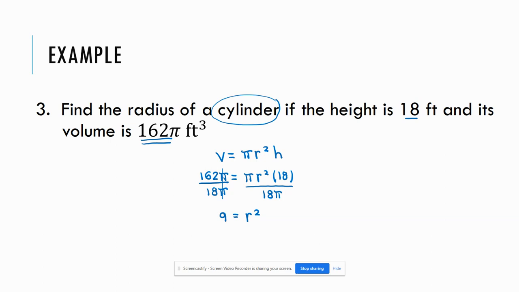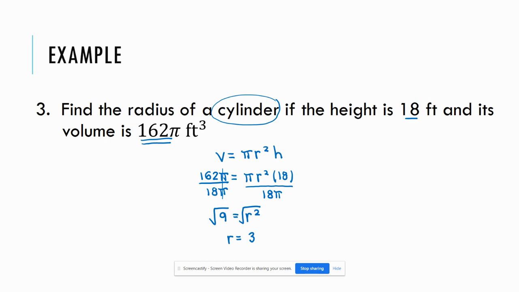So we're still not done because R squared is not the radius. So how do we get rid of a square? We take the square root. So that gets me my radius by itself. Because we're talking about a length to get us our radius, I can't have both a positive and negative. So I just want the positive. Square root of 9 is 3.